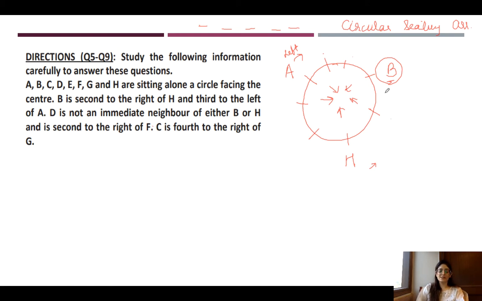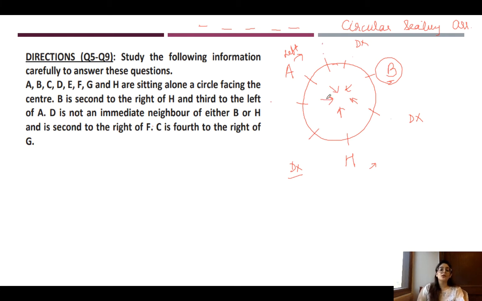Okay, next up we have that D is not an immediate neighbor of either B or H. So that means D is neither an immediate neighbor of B nor of H. So here there is B, so D cannot be here; here there is B, so D cannot be here; this is H, so D cannot be here either. So that means what options are left for D? Either this position or this position.